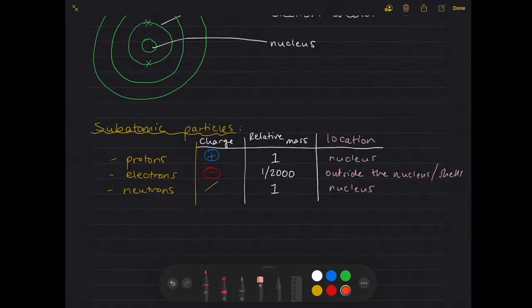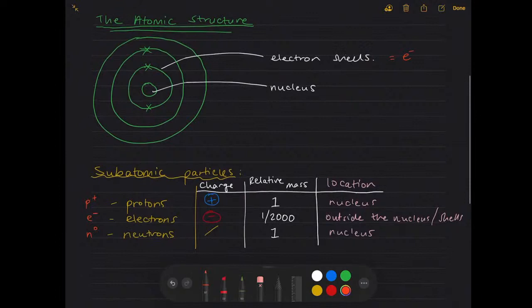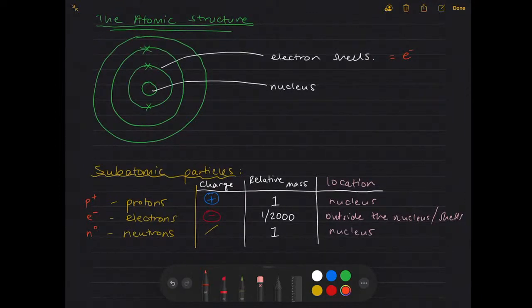Symbols we're going to use from now on. Electrons will be represented with a small e and a negative charge. Protons will be represented with a p and a positive charge. And neutrons with an n and a 0. And those are the symbols we're going to use. The nucleus, on the other hand, contains both protons and neutrons.